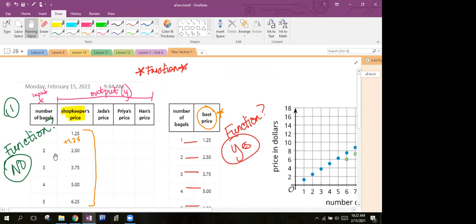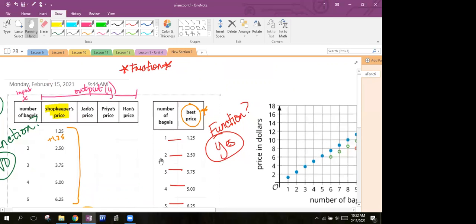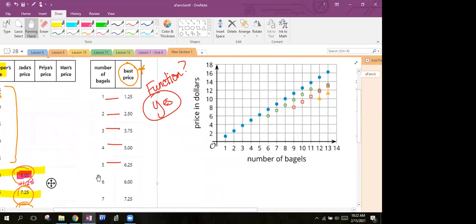Okay, so we can see within this table that this first one has multiple prices for the number of bagels, multiple outputs for every input. Whereas this other one only has one output for every input. So let's look at this one graphically.